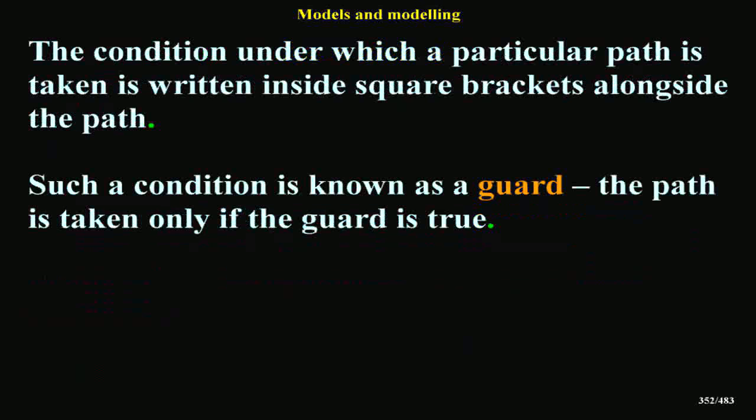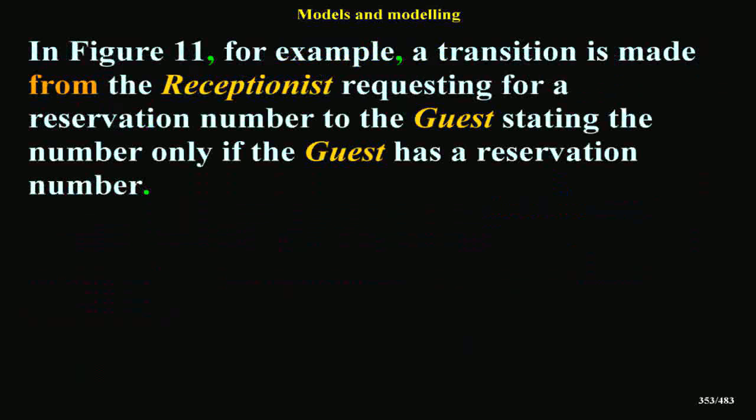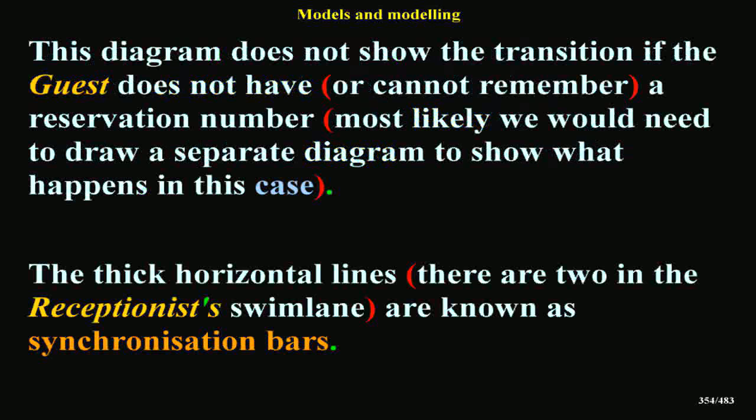The condition under which a particular path is taken is written inside square brackets alongside the path. Such a condition is known as a guard. The path is taken only if the guard is true. In Figure 11, for example, a transition is made from the receptionist requesting a reservation number to the guest stating the number only if the guest has a reservation number. This diagram does not show the transition if the guest does not have or cannot remember a reservation number. Most likely we would need to draw a separate diagram to show what happens in this case.